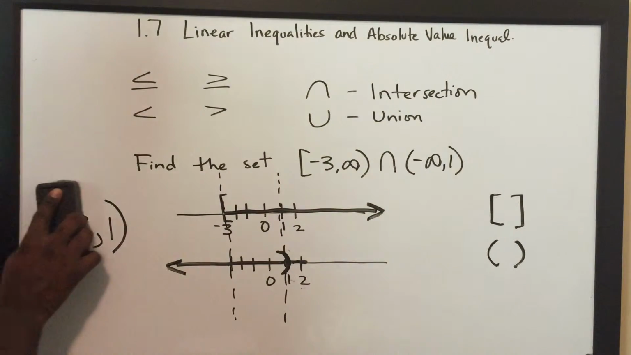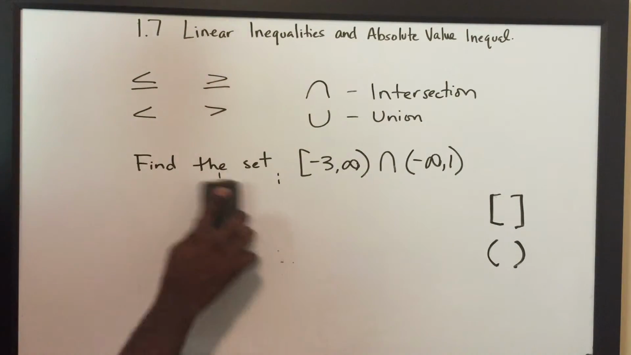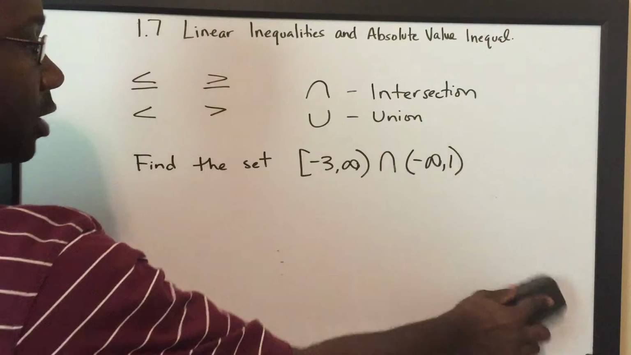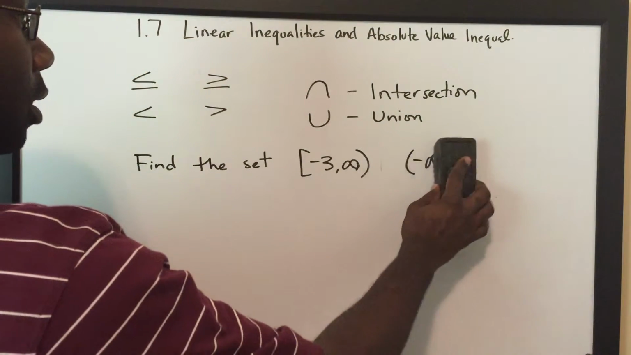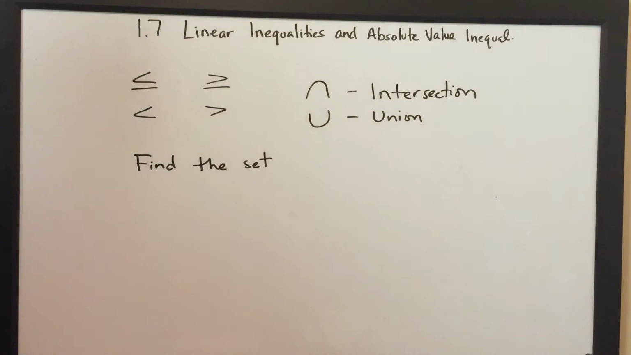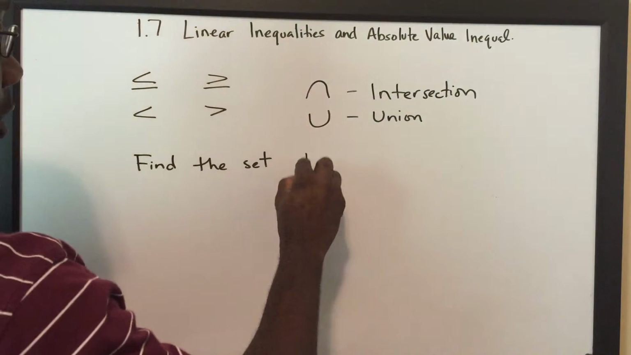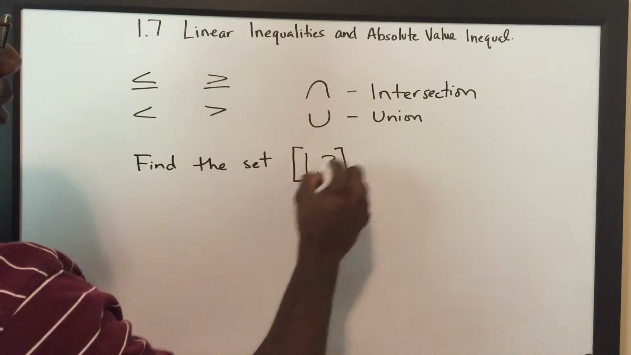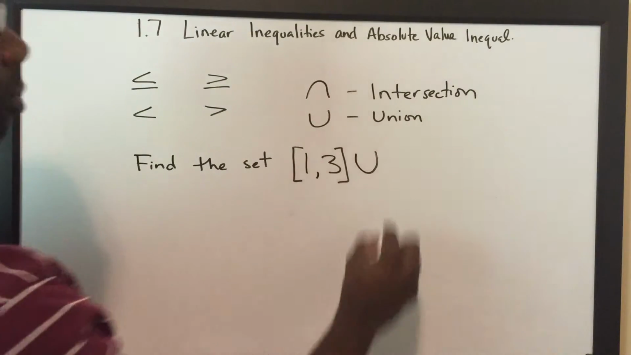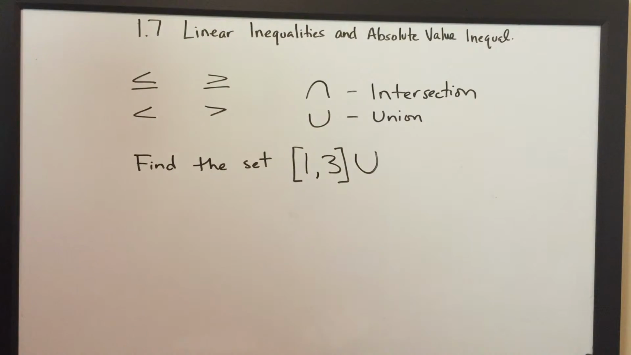Okay, let's do another one. Except this time, instead of getting the intersection, we're going to get the union. Let me just find a set of [1, 3], the union, and that would be of [2, 6].